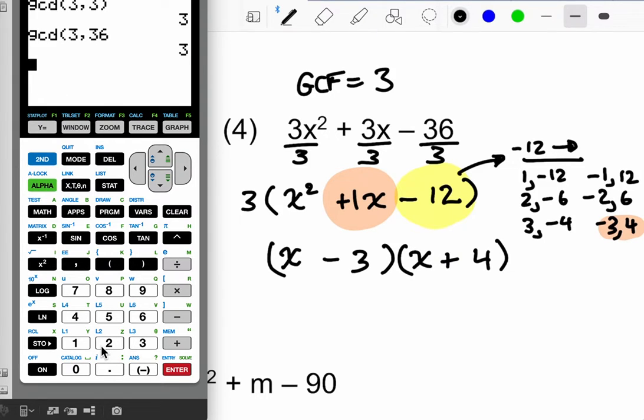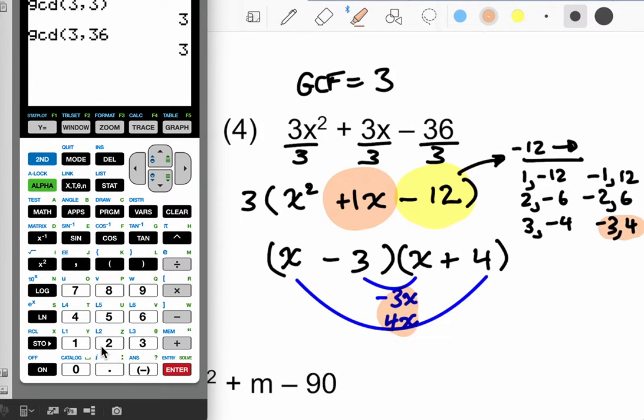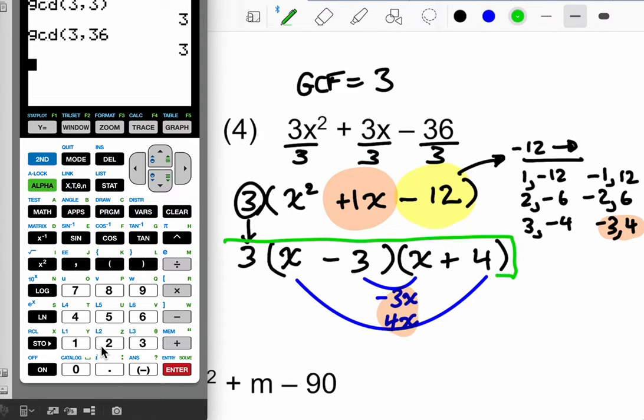Do my little rainbow diagram. Negative 3x and 4x are the 2 products, which add to 1x. So we know we have our good factors, right? Because those 2 numbers add to the desired value of 1x. Just don't forget to bring that 3 along for the ride. That's part of the fun. And so this would be our final answer.